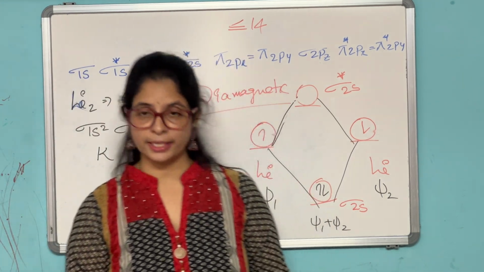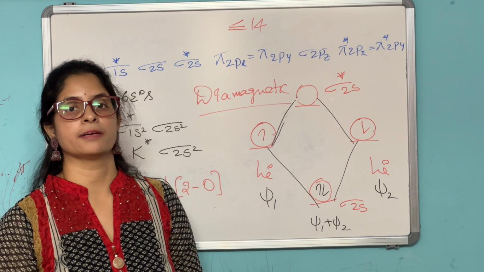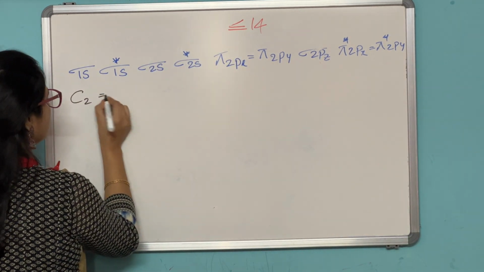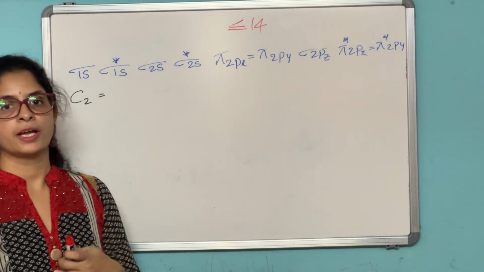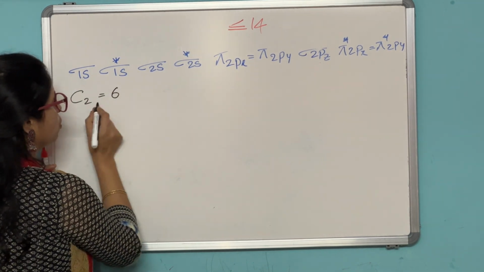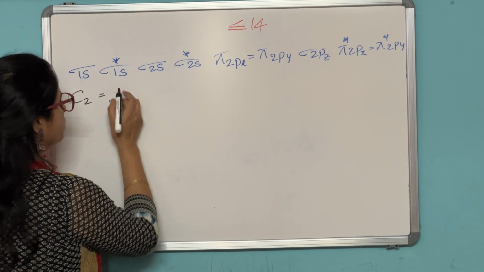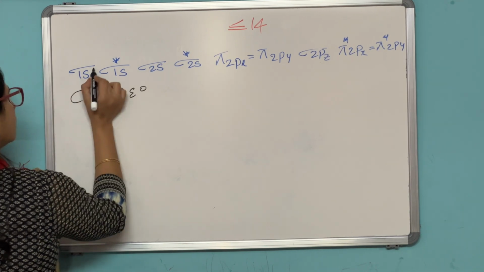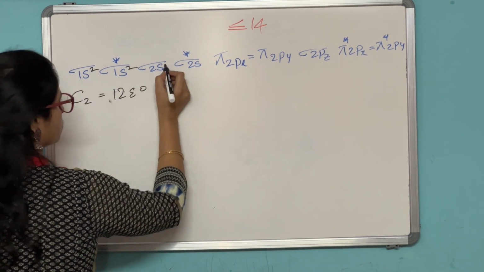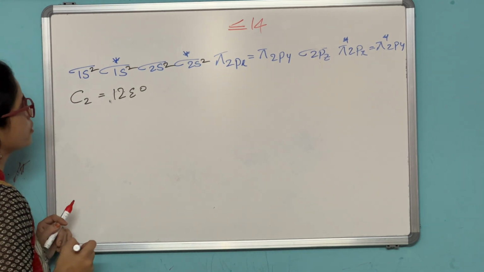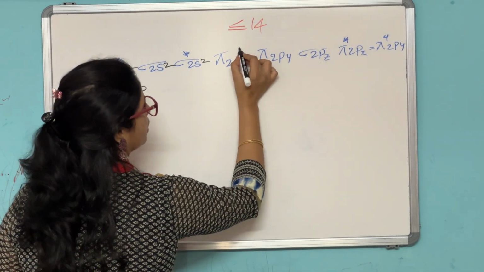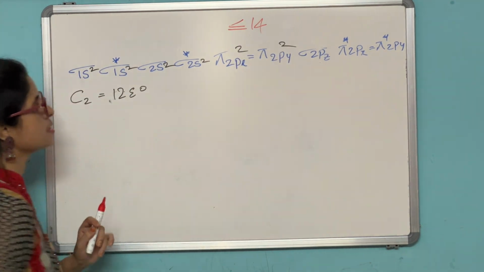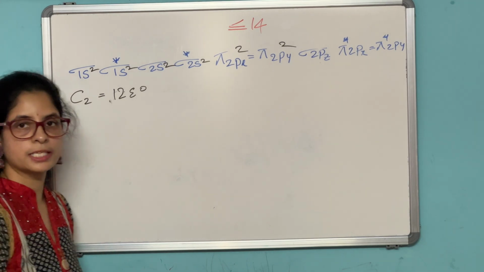Okay. Next, write down the electronic configuration and energy level diagram for carbon, C2. Carbon is 6, so 2 carbons altogether, 2 into 6, 12 electrons. So write down the electronic configuration: 1s2, sigma star 1s2, sigma 2s2, sigma star 2s2, and pi 2p4. So 1, 2, 3, 4, 5, 6. This is the electronic configuration for the C2 molecule.